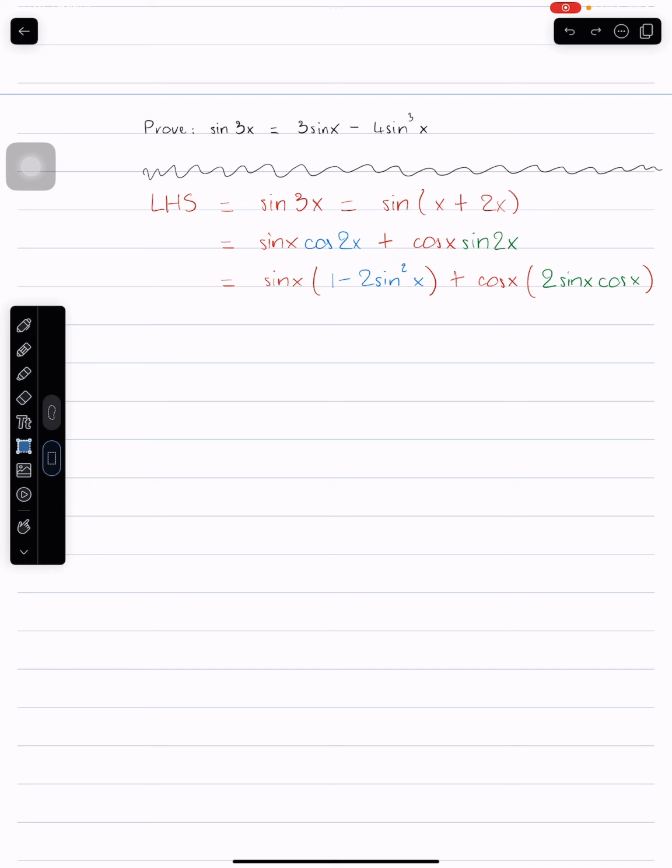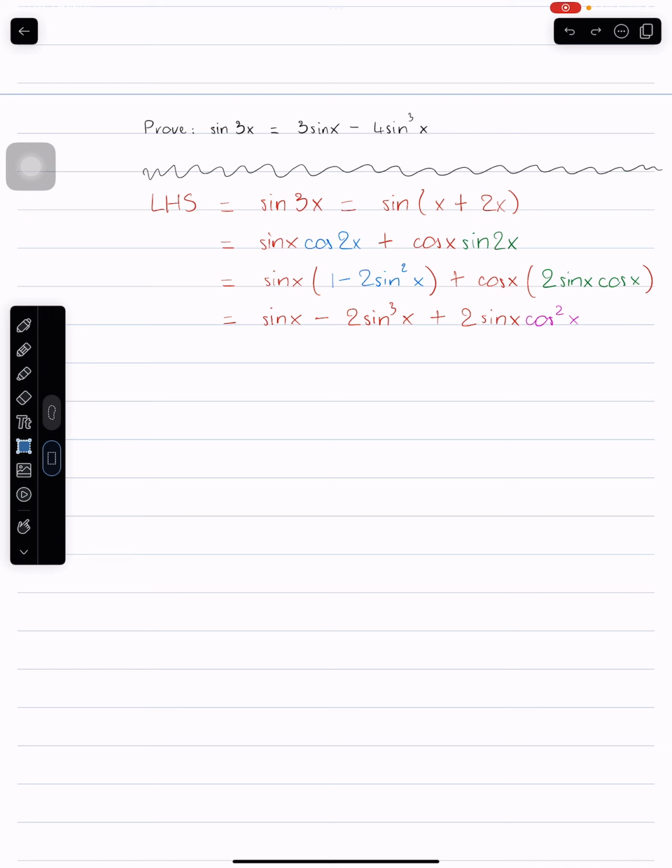And after that, I'm going to use my common sense to FOIL, to multiply the outside to the inside to break out the parentheses. So sine times 1, I'm going to get sine. Sine times negative 2 sine squared, I'm going to get negative 2 sine cubed. And so on for the second part of it. Cosine times 2 sine cosine, I'm going to get 2 versions of cosine. So that would be 2 sine cosine squared. I notice right now everything is in sine function, and that's good, except for the cosine squared in pink.